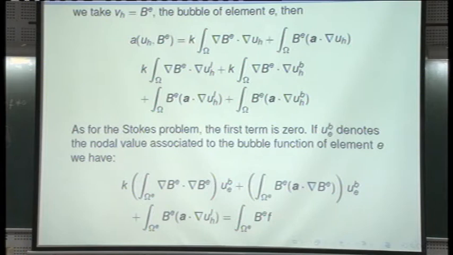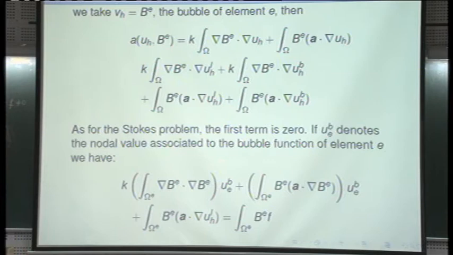This is the diffusion convection bilinear form, and this is equal, there is an equal sign missing here, to what? We split U into the linear part, so we have gradient of B, gradient of U, linear part, plus gradient of B, gradient of U, bubble part. And the same for the convective term, the linear part and the bubble part. Okay? And now, as for the Stokes problem, that term can be shown to be 0.